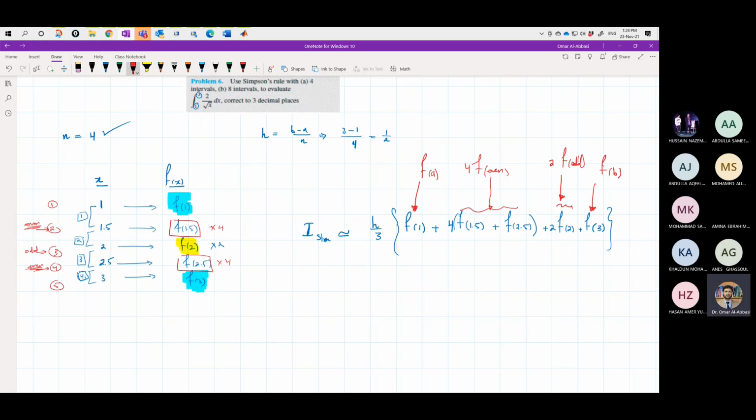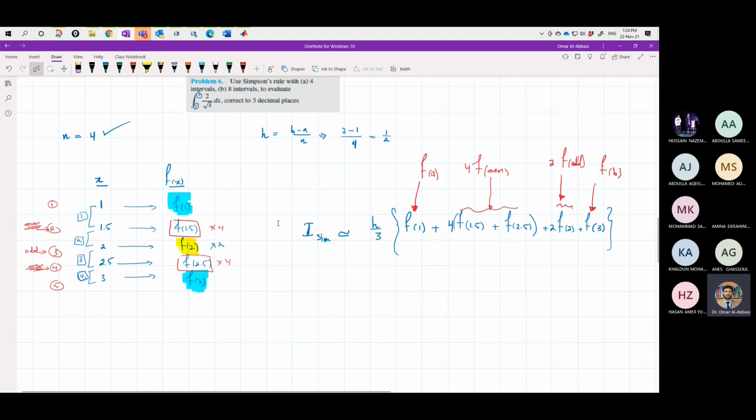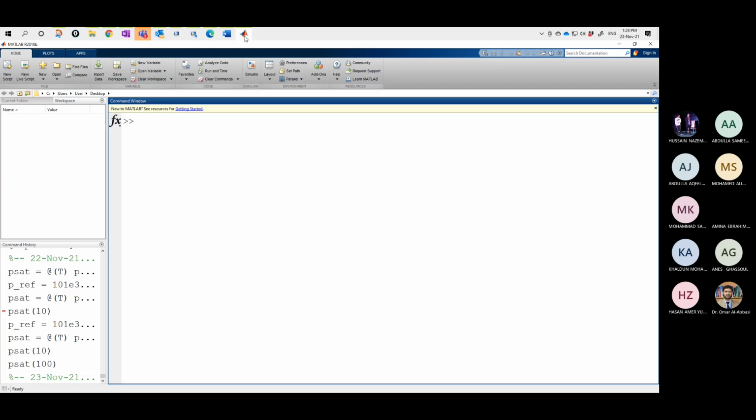Okay. So let's skip that because I assume you know how to do it manually. You will just find those values and apply this formula. So now let's see how we can implement that in MATLAB. So what shall we do in order to implement that in MATLAB?